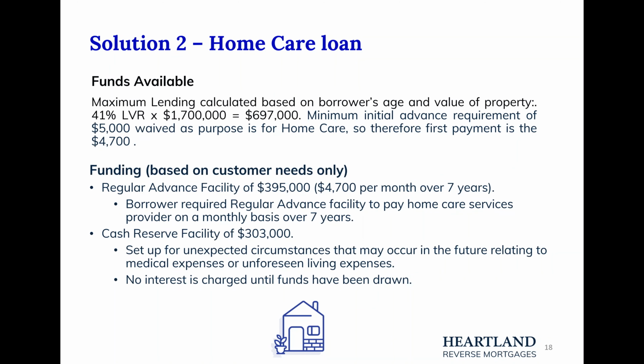So the funding will be used just for the regular advance facility of $395,000, which is $4,700 per month over 7 years. And they require the regular advance facility to pay the home care services provided on a monthly basis over 7 years. For a cash reserve facility as well, they set that up for $303,000 only, as they do require it. They set that up for unexpected circumstances that may occur in the future relating to medical expenses or unforeseen living expenses. And once again, no interest is charged until those funds have been drawn.